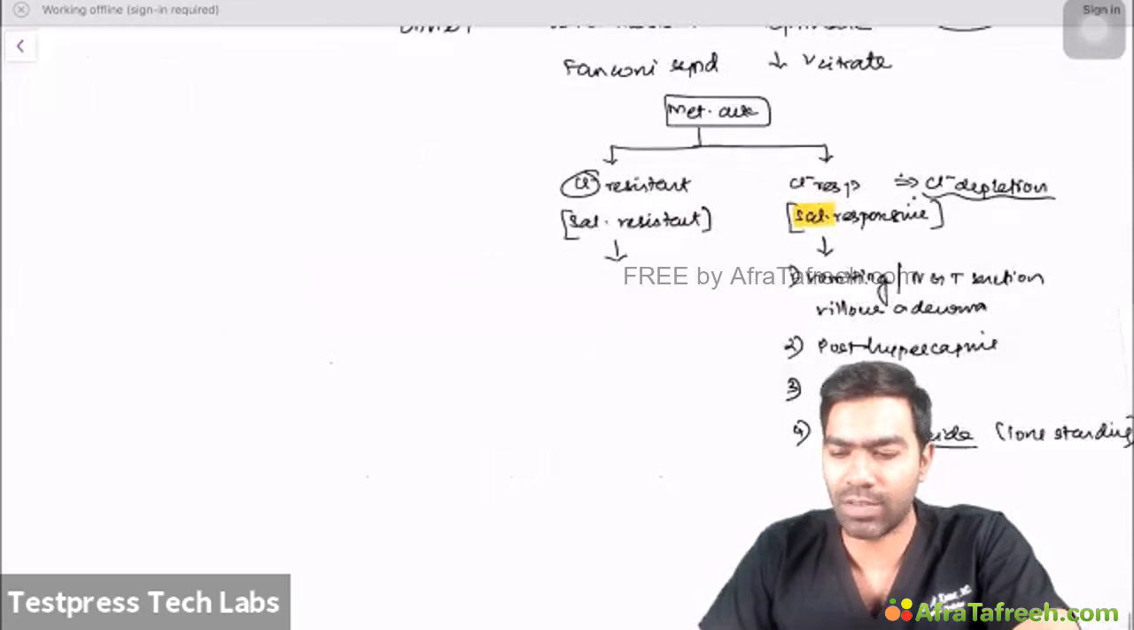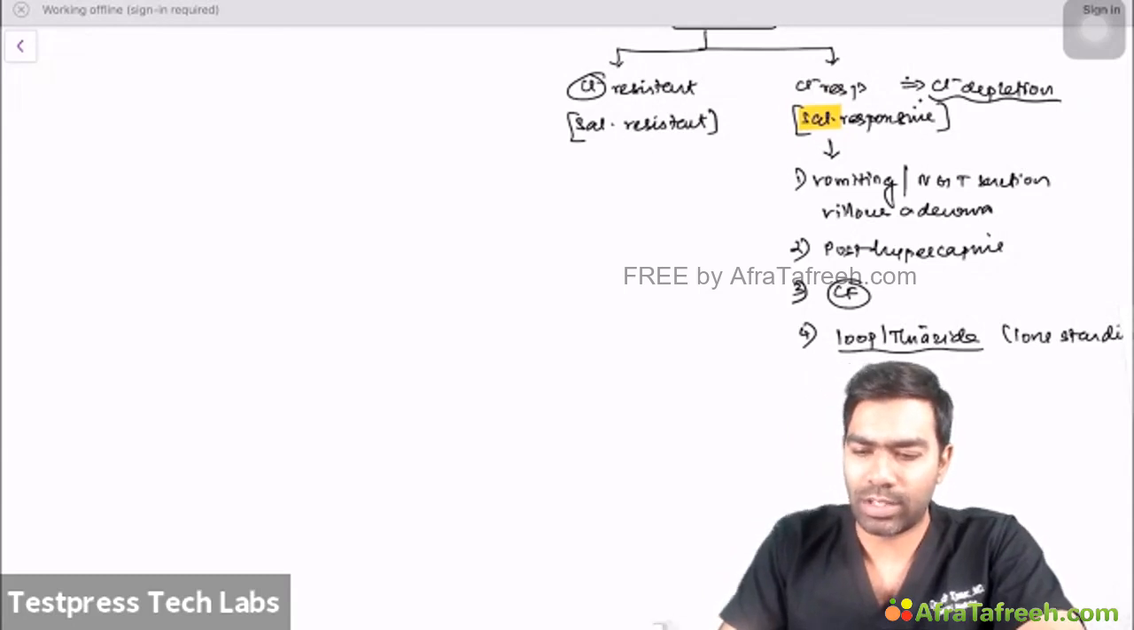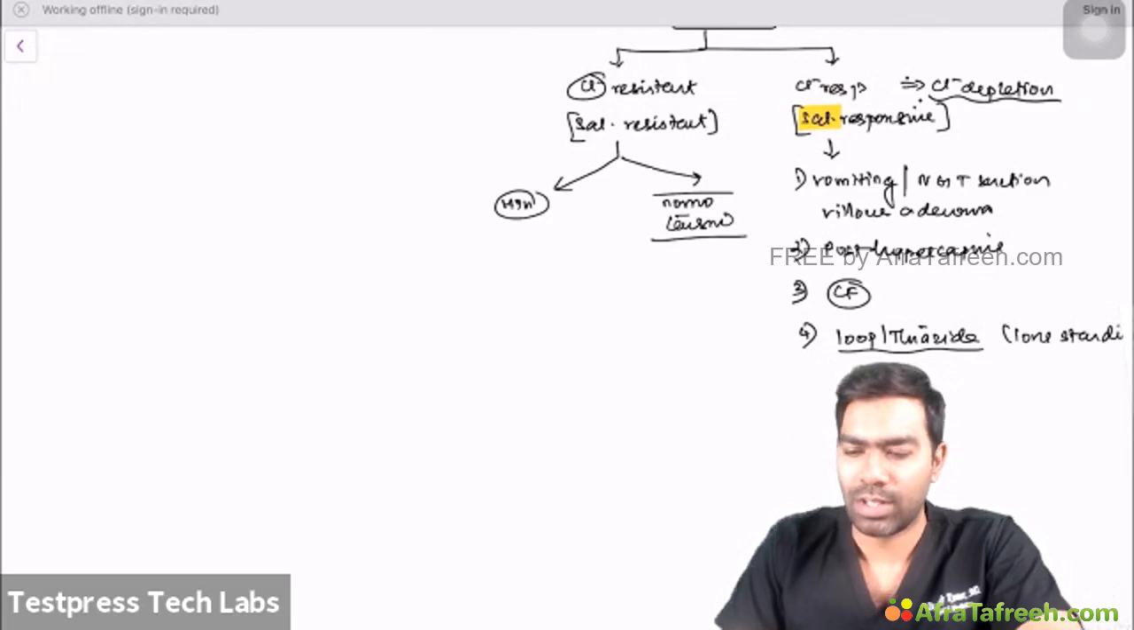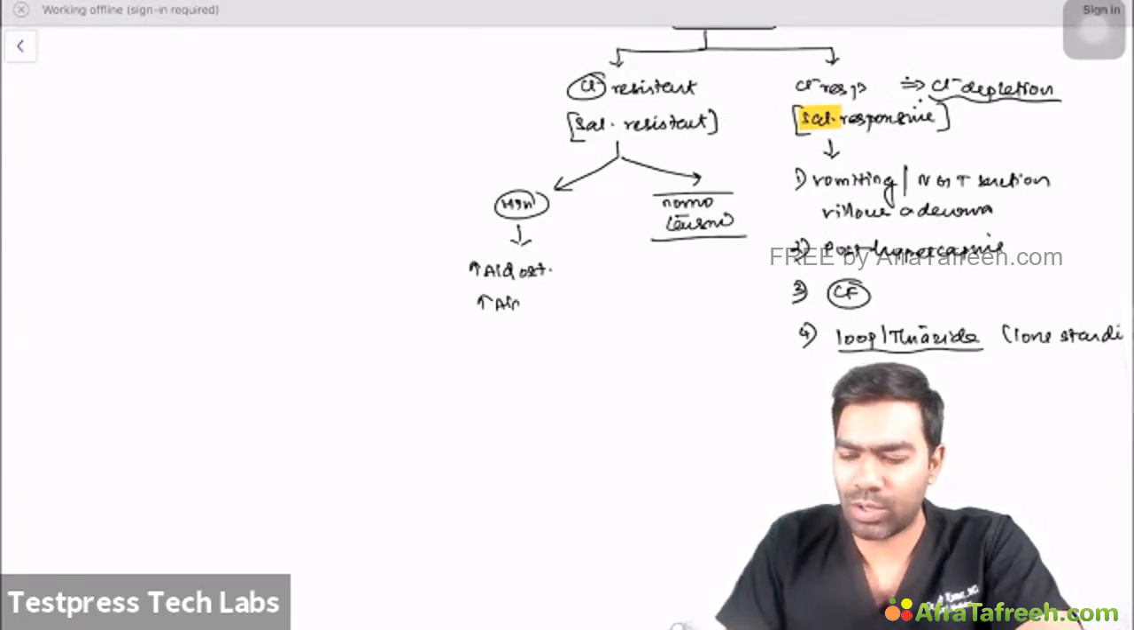So that's why even if you give saline, the patient will not improve, or there is no need to give saline here. That's what we call chloride resistant or saline resistant metabolic alkalosis. Now you can divide into 2 kinds: hypertensive chloride resistant and normotensive chloride resistant metabolic alkalosis. Hypertensive chloride resistant metabolic alkalosis is always due to either high aldosterone or increased aldosterone action, either of them.